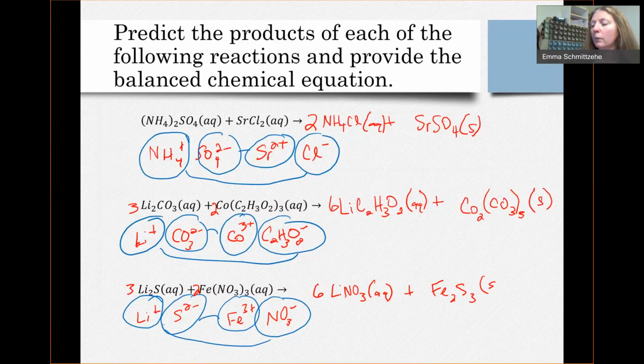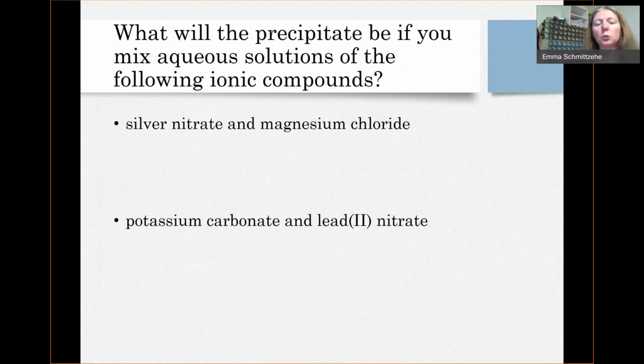Okay, now we're going to do a few more examples here. We just won't do the full reactions. So this next question says, what will the precipitate be if you mix aqueous solutions of the following ionic compounds? Okay, so this just wants to know the precipitate. So we don't need the full reaction. We just need to find the precipitate. And so we need to look at the ions.